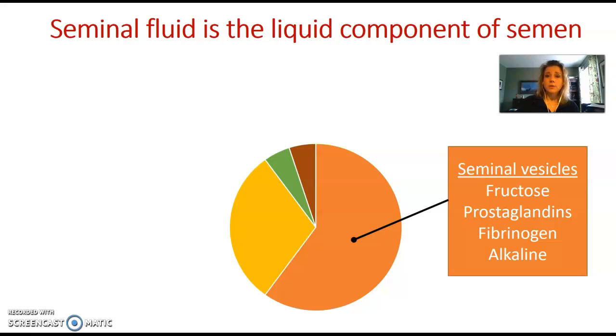The female reproductive tract has a low pH. It's very acidic, and so that would kill the sperm. And so they need to be surrounded by more alkaline fluid so that they can safely make their journey through the female reproductive tract and up into the fallopian tube in order to perform fertilization.